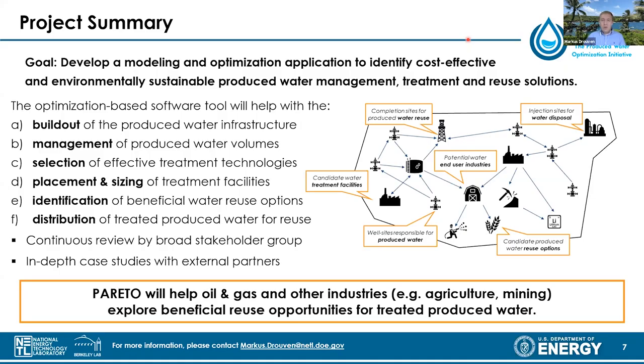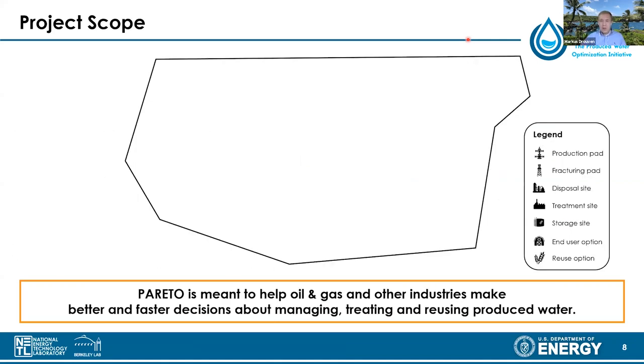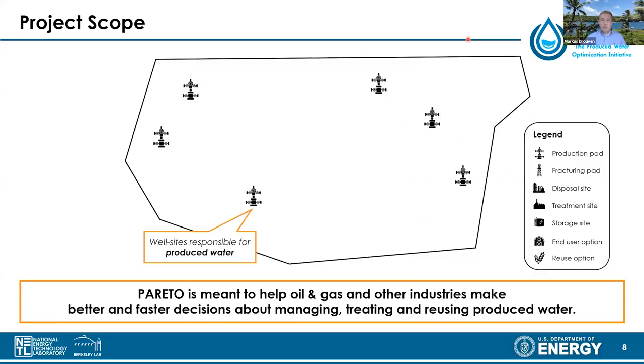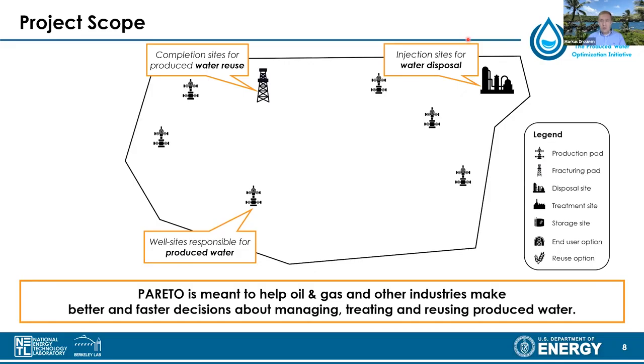So with that, let me say a few more words about the scope that we're aiming for here with Pareto. How do we expect to apply the framework once it's fully available? So the idea is that with Pareto, you look at an active oil and gas development area. So you'll consider all of the well sites that are bringing water to surface day in, day out. You look at all of the completion sites that really present opportunities for reuse with minimal treatment, but also consider all of the disposal sites where it is possible to inject the water when that's the only or most cost-effective option.